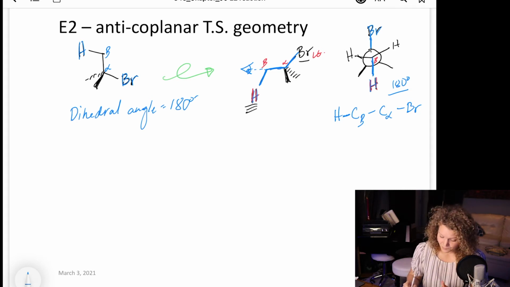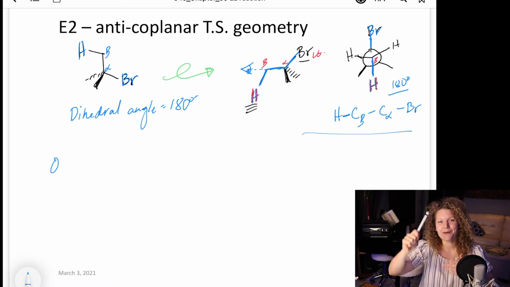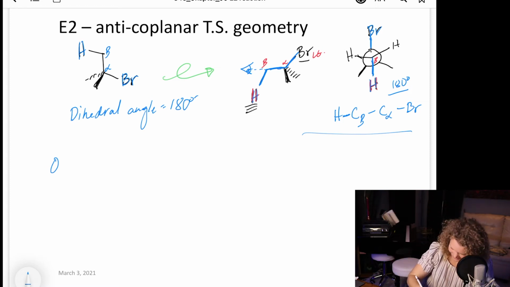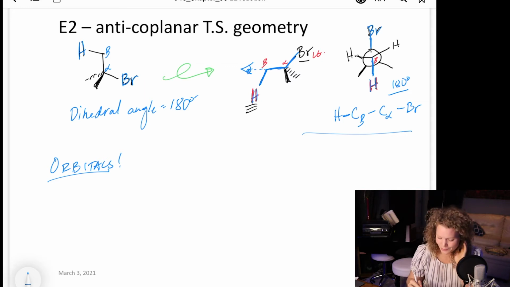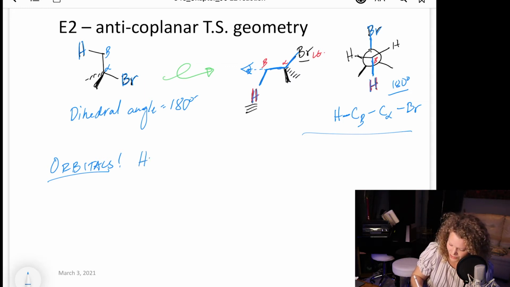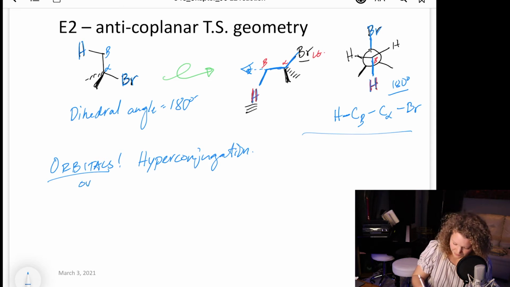This anticoplanar is super necessary because of, guess what? Molecular orbital theory. It's coming back. I'm just going to write orbitals with an exclamation point because it's super important. In particular, this is due to hyperconjugation. But really also this orbital overlap. All right, let's look at it.